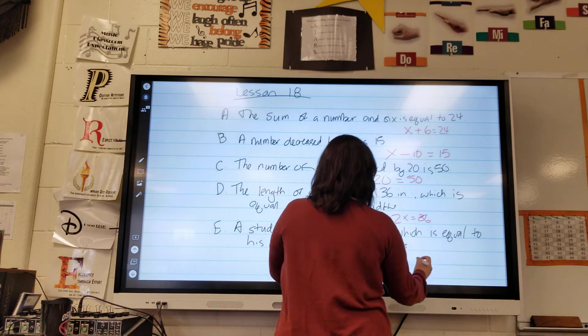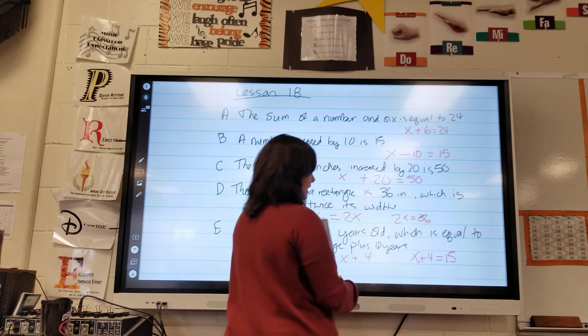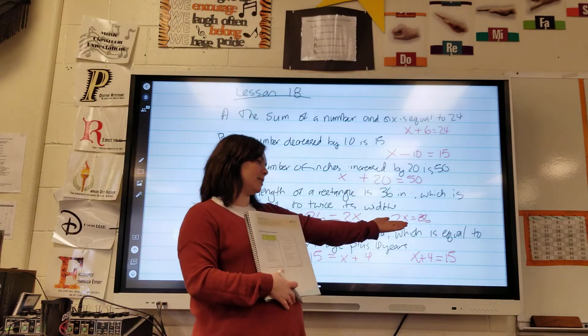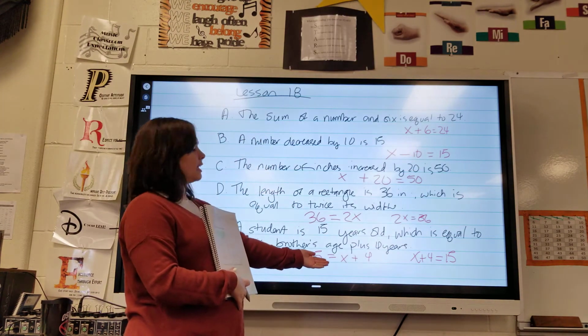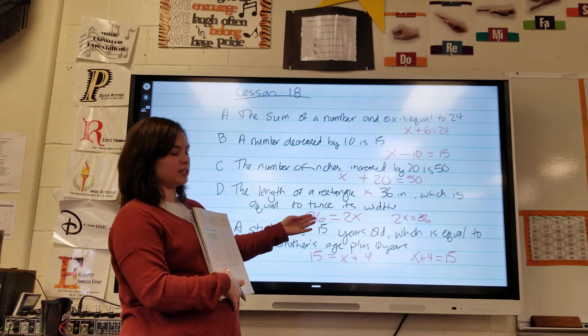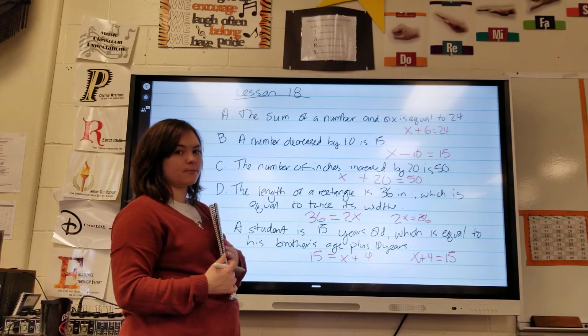Another way of writing it, x plus 4 is equal to 15. Our brain kind of likes this way a little bit better, and most mathematicians would write it this way. This way is a good way of starting because it gives you your equal to first, and then you write it out correctly after you've gotten the answer.